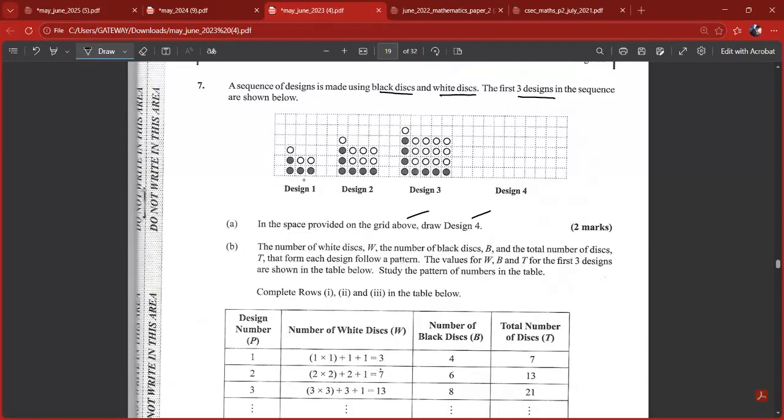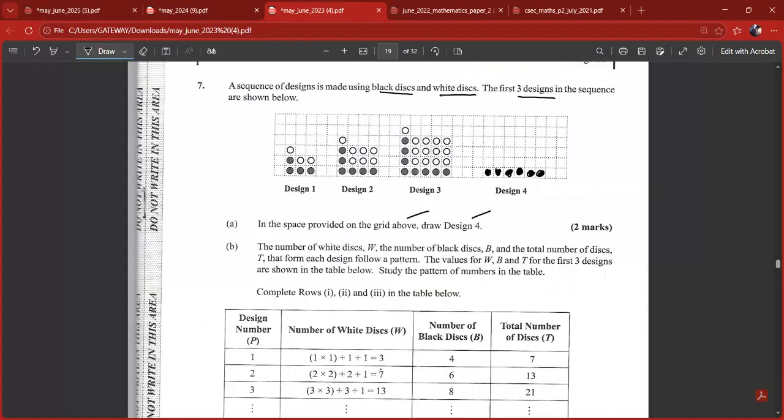So notice something, you have 3 black dots at the base for design 1. Then design 2, you have 4 black dots at the bottom. Then design 3, you have 1, 2, 3, 4, 5 black dots at the bottom. So design 4, you have 6 black dots at the bottom. So 1, 2, 3, 4, 5, 6.